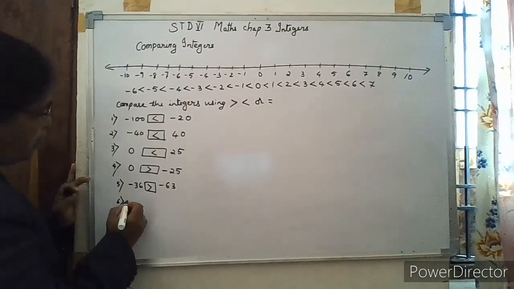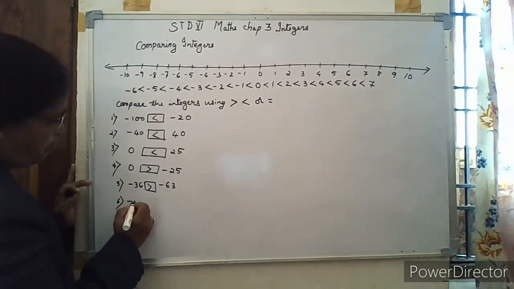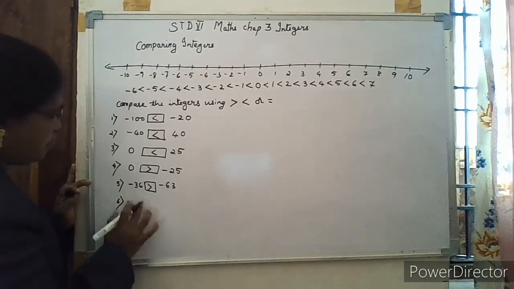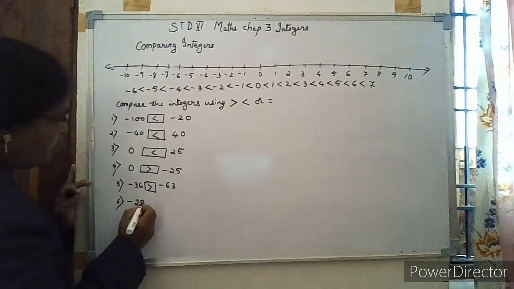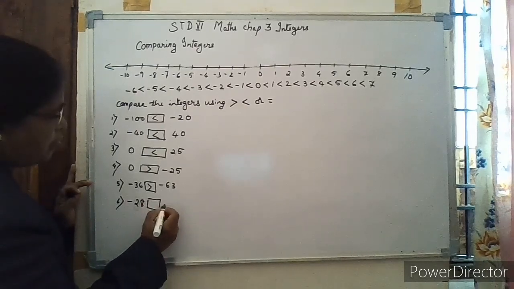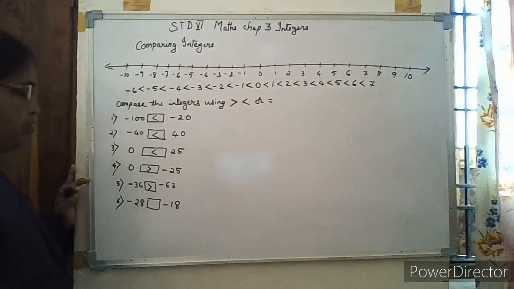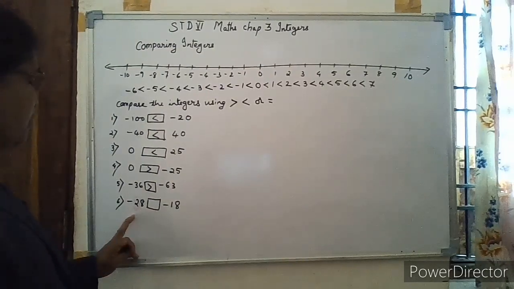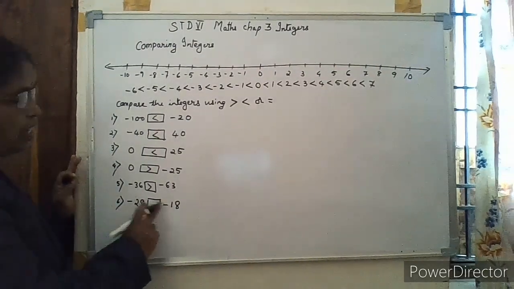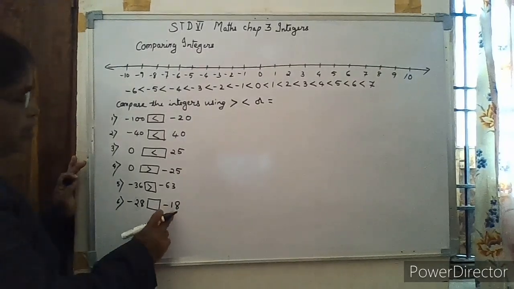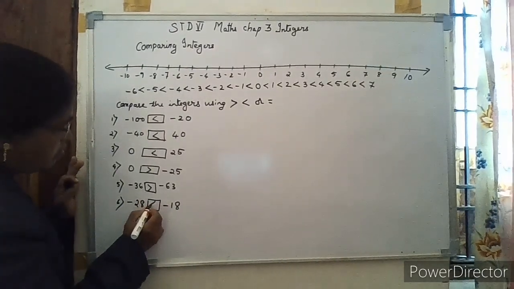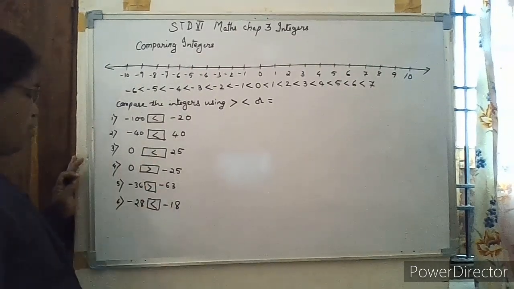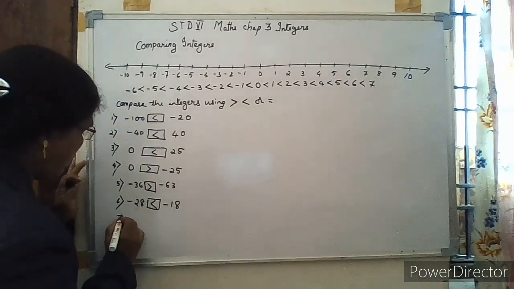Sixth one. Minus 28 and minus 18. Again, both are negative. Minus 18 is greater. So minus 28 is less than minus 18.